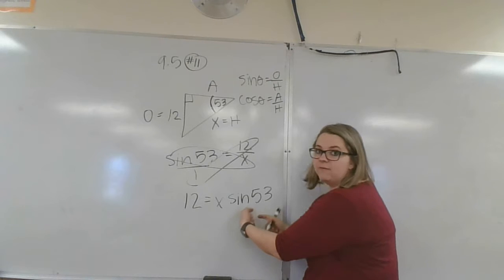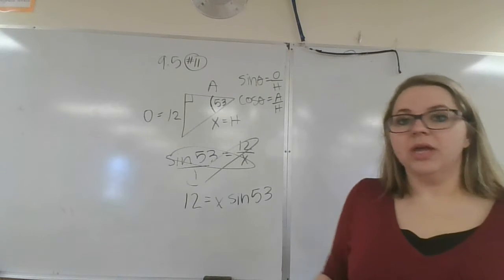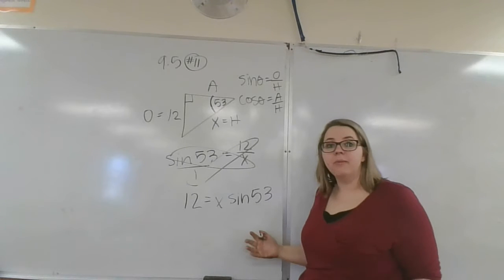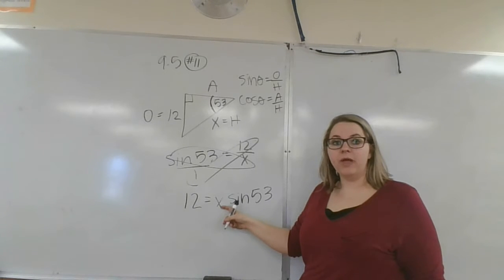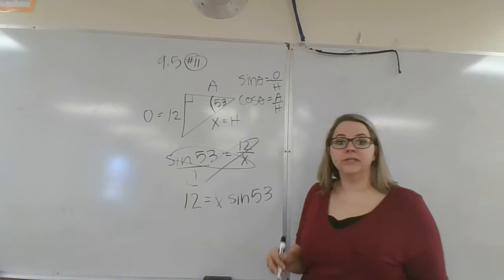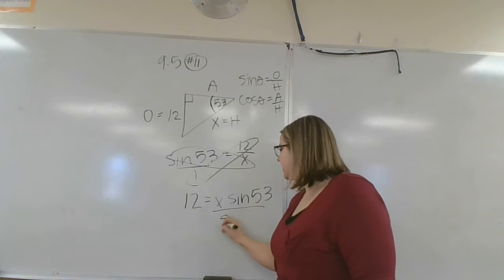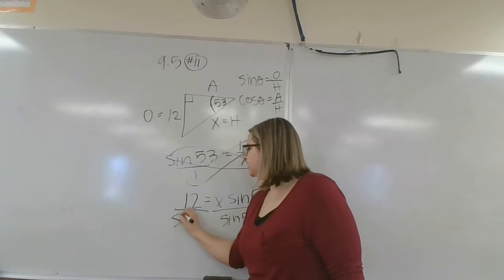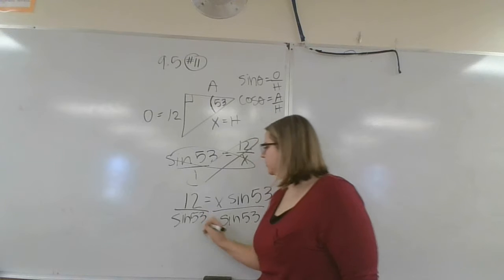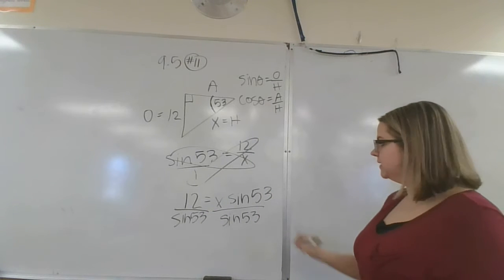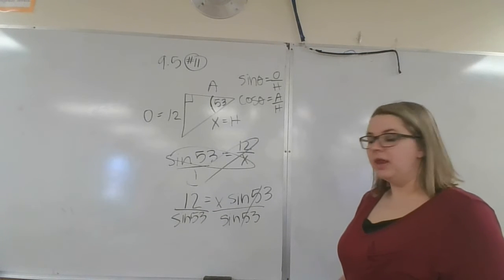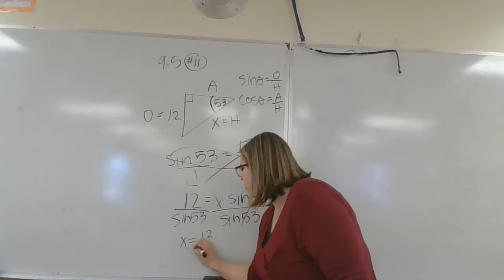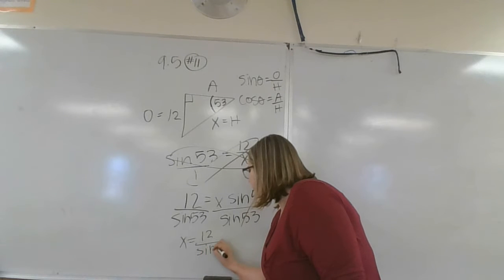Now this sine of 53 is just a number. It's like pi, it's a number. Well, it's not exactly like pi, but it's a number. So to get this away from x, they're multiplying each other, I gotta divide. So I'm gonna divide this by sine of 53 and divide this by sine of 53. Okay, so now these cancel out, and I am left with x equals 12 over sine of 53.